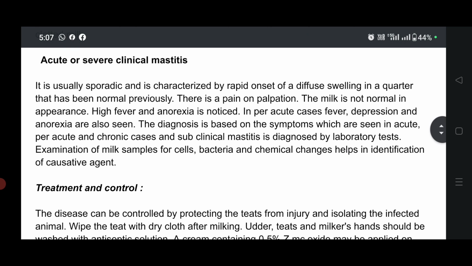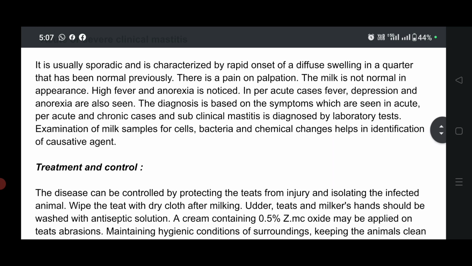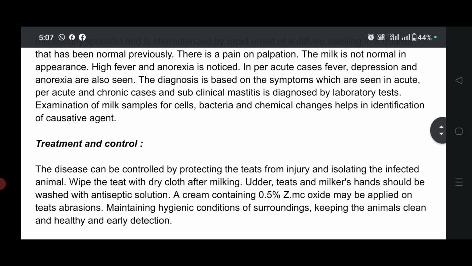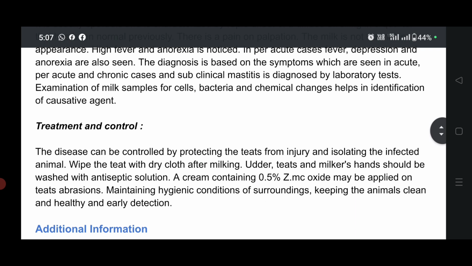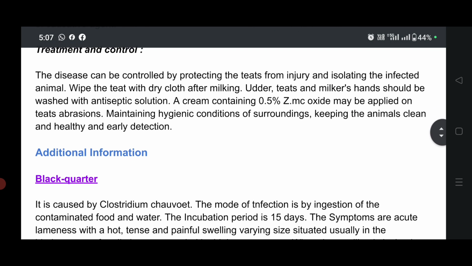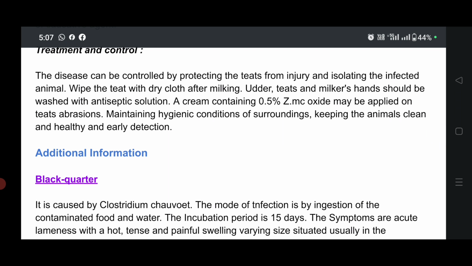Treatment and control. The disease can be controlled by protecting the teats from injury and isolating the infected animal. Wipe the teat with dry cloth after milking. Other teats and milkers' hands should be washed with antiseptic solution. A cream containing 0.5% zinc oxide may be applied on teat abrasions. Maintaining hygienic conditions of surroundings, keeping the animals clean and healthy, and early detection.